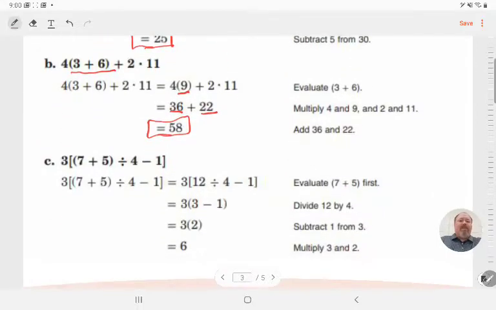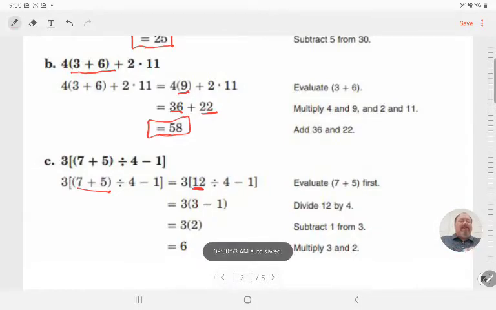Okay? Let's look at C. I have brackets and parentheses. So I start with brackets, then I look inside the brackets, and I find the parentheses. So then I have to do what's inside the parentheses first. So 7 plus 5 is 12. And then I can rewrite the whole problem. Now I look inside the brackets, I have division and subtraction. Remember, division and multiplication come before subtraction and addition.